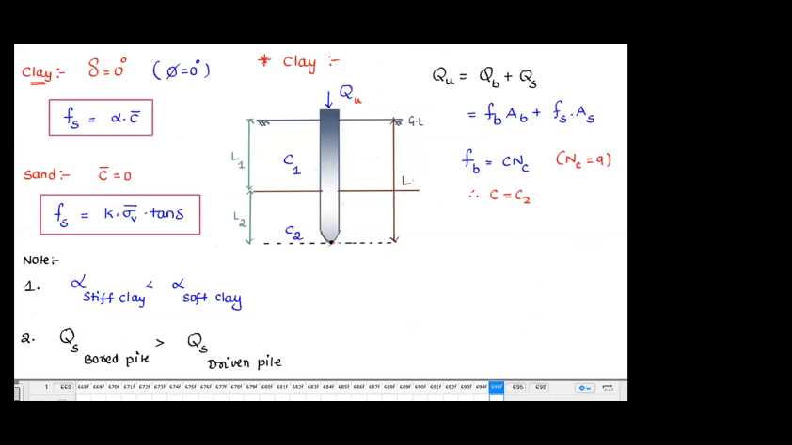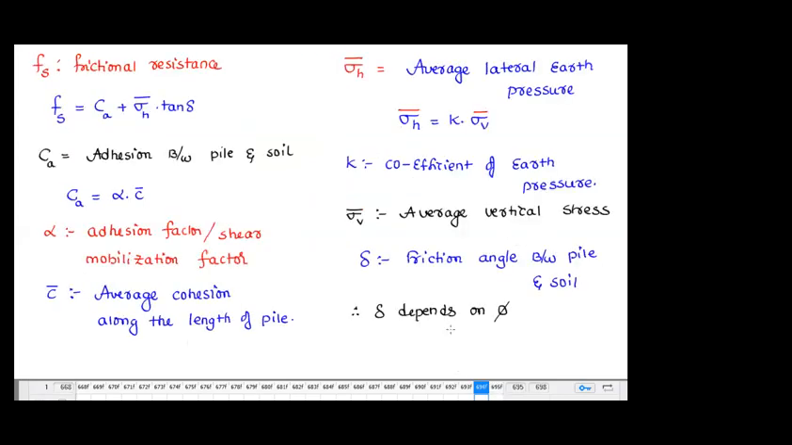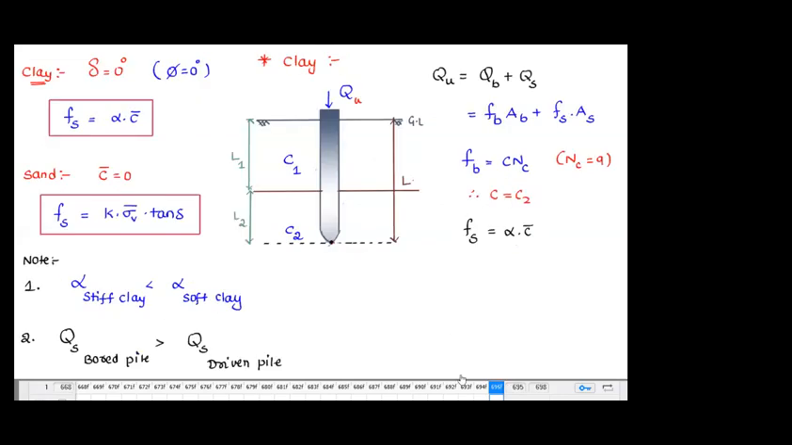Yes or no? Now, what about Fs? Just now we mentioned that Fs is nothing but alpha into C bar. In the given question, they will mention alpha. But now I have to take the C bar. What is the C bar? The C bar is nothing but average cohesion along the length of the pile. But are you going to take the direct average, C1 plus C2 by 2?